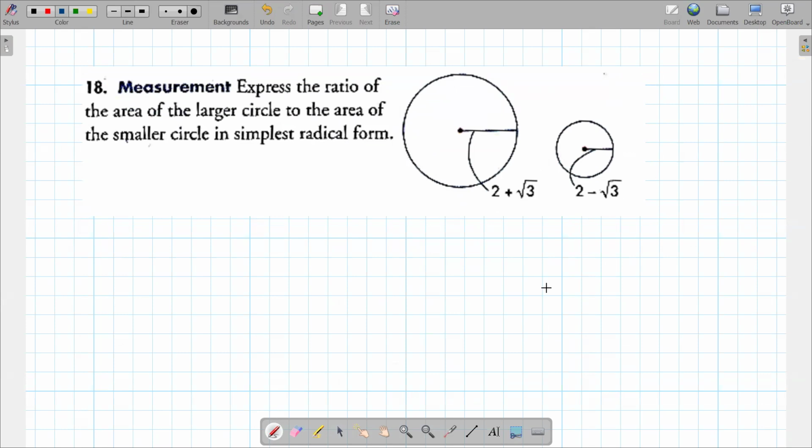Express the ratio of the area of the larger circle to the area of the smaller circle in simplest radical form. Cool. What is given? What are these numbers? The radius. Yeah, so we have the big radius, we have the small radius. So let's find the area of the big circle. What's the area?